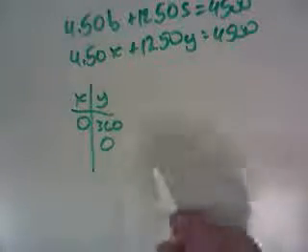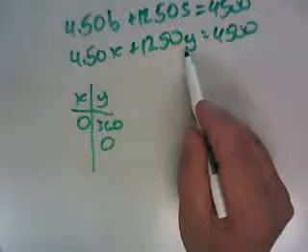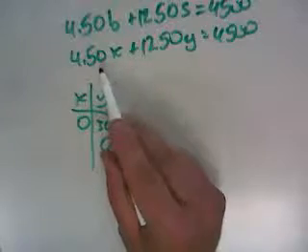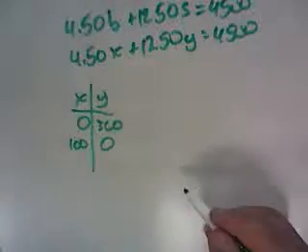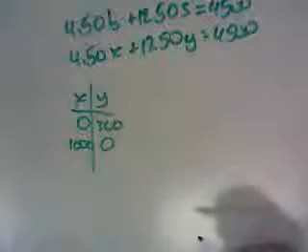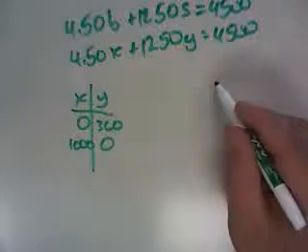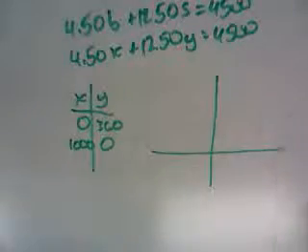And then if we let Y be 0, in other words, you didn't sell any of the sweatshirts, you would divide both sides by 4.50, and you'd get X is 1,000. So the graph then would look something like this.